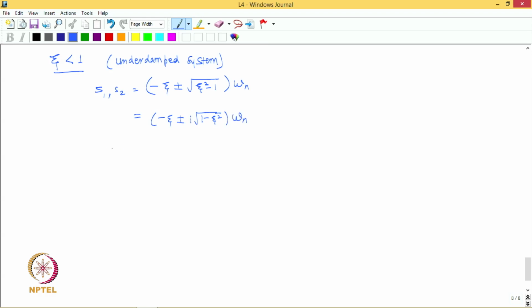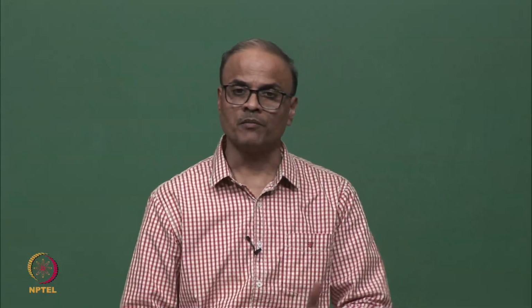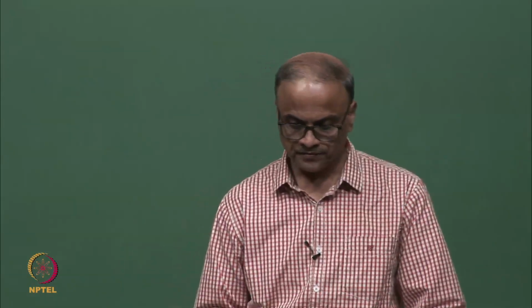So, now the roots are complex conjugate, because S2 can be written as the complex conjugate of S1. If S1 is minus zeta plus i square root of 1 minus zeta square omega n, then S2 is simply minus zeta minus i square root of 1 minus zeta square omega n. So only the sign of the imaginary part is different in the two roots, the sign of the real part is the same, and hence they are complex conjugate.